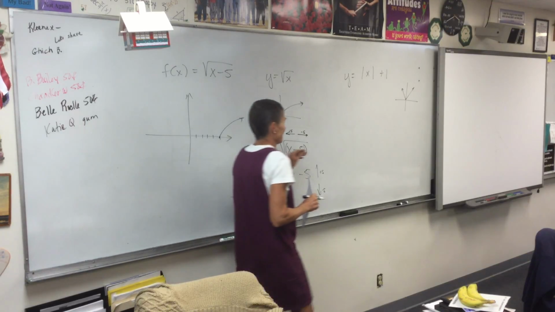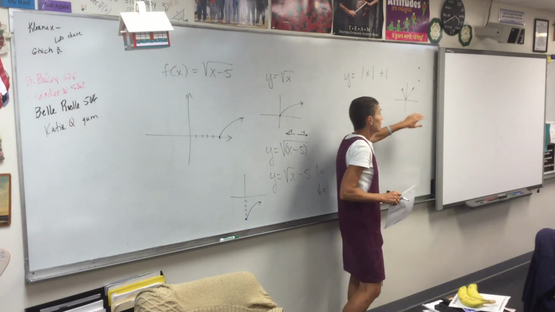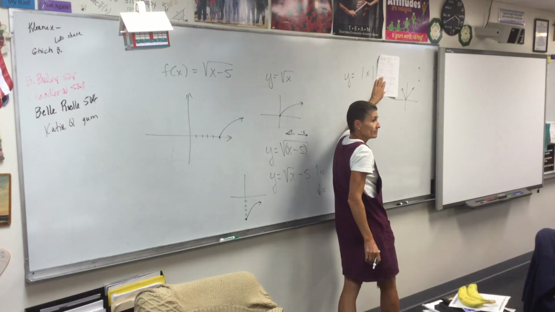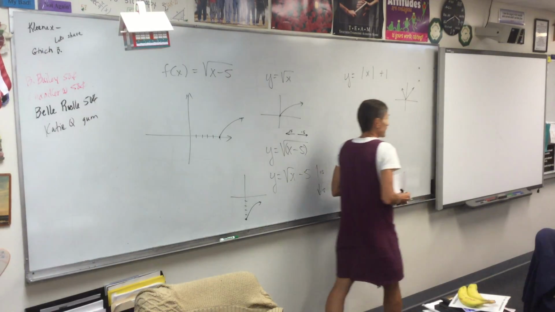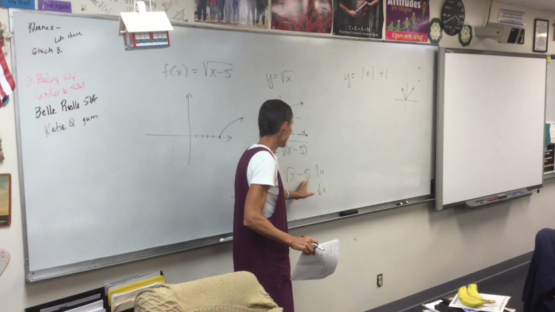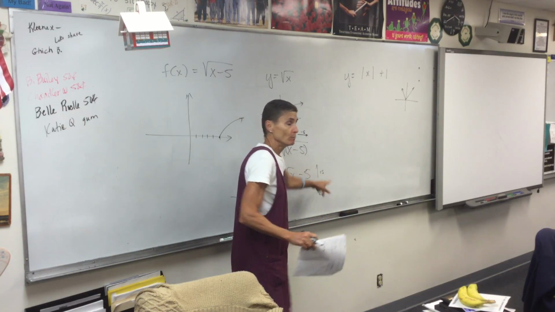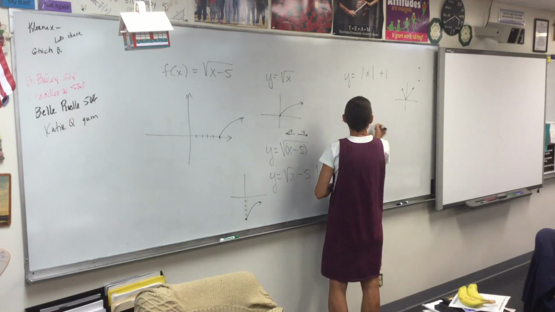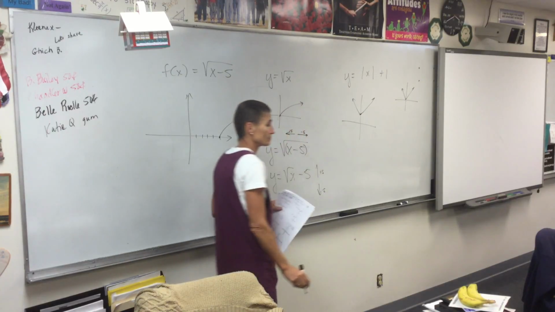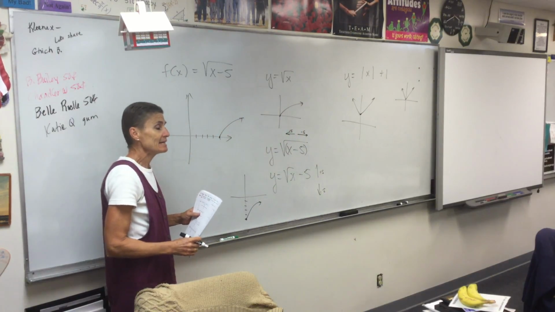Now, we have a V. So if that weren't there, you'd have a V. But it's got a +1 tacked on the end. What does a +1 tacked on the end do? Move it up 1. So on your paper, you are going to sketch this. It's that easy.